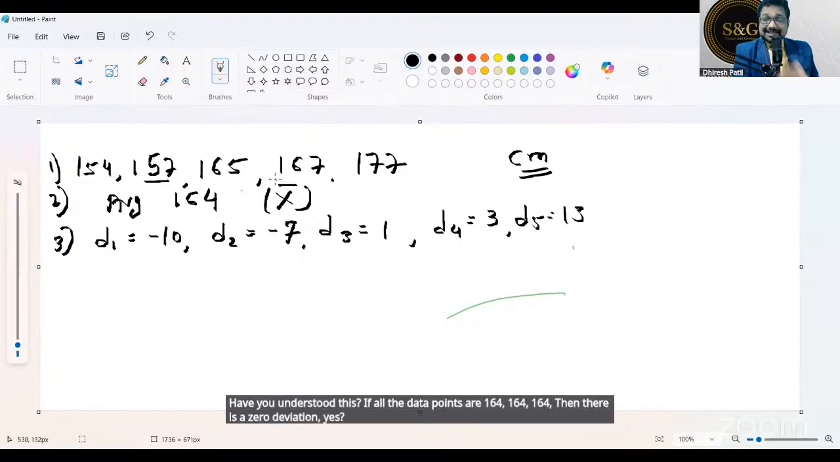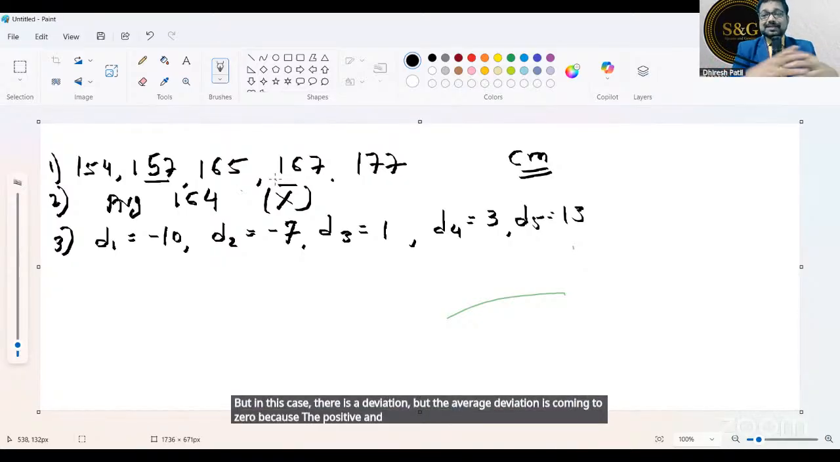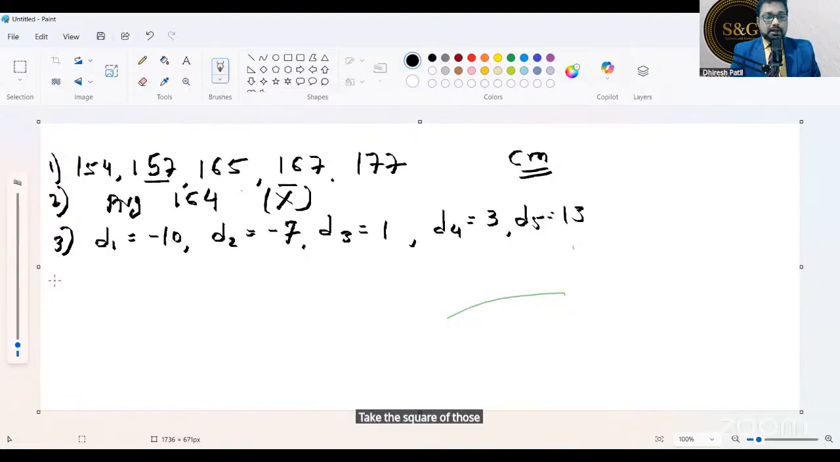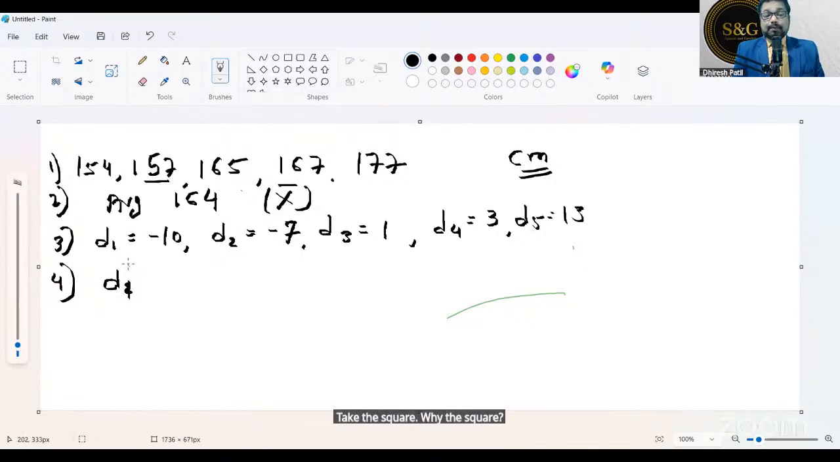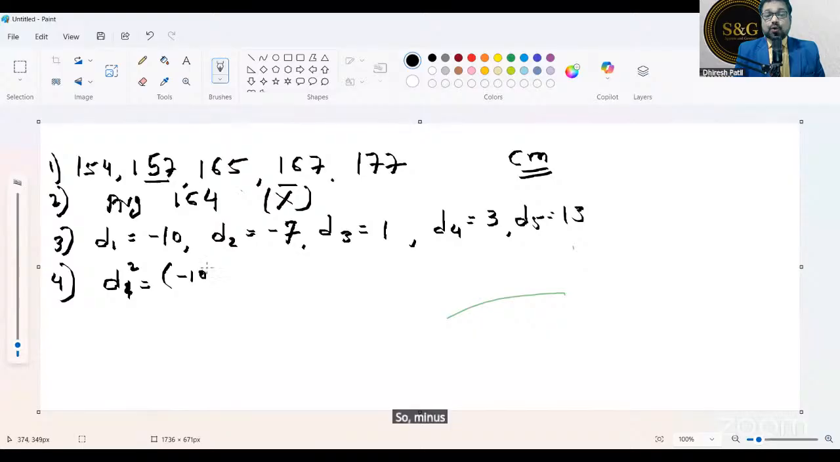Yes. But in this case, there is a deviation, but the average deviation is coming to 0 because the positive and negative numbers are clashing with each other and they are not giving us the right number. So what the statistician suggests, take the square of those numbers. Okay. So the fourth step is take the square. Why the square? The square because the square value is always a positive value, right? So minus 10 ka square 100 ही होगा, right? So it will be 100 only.